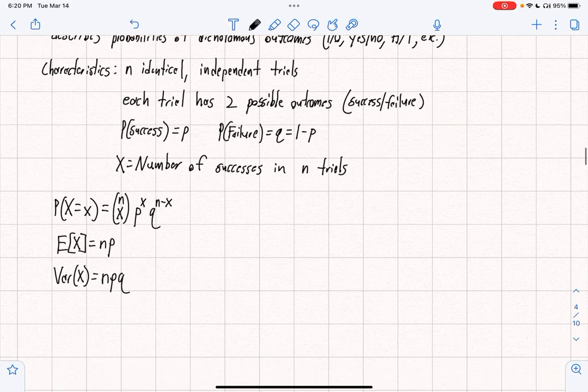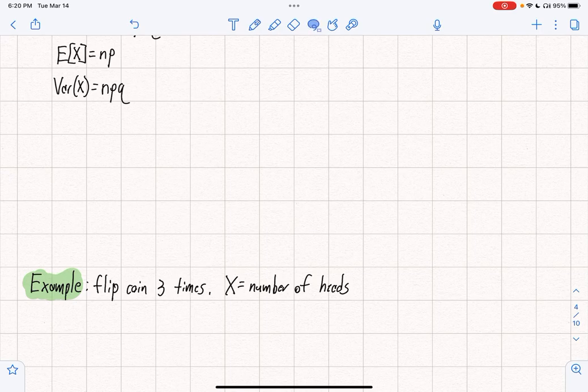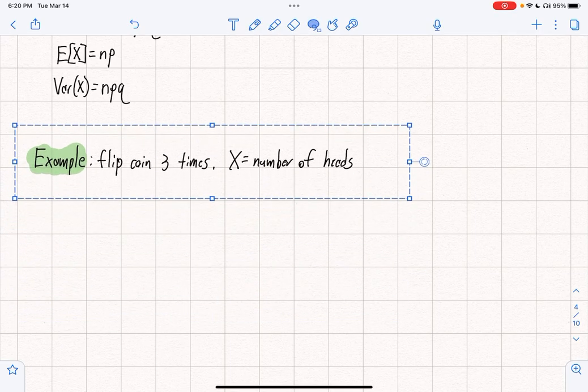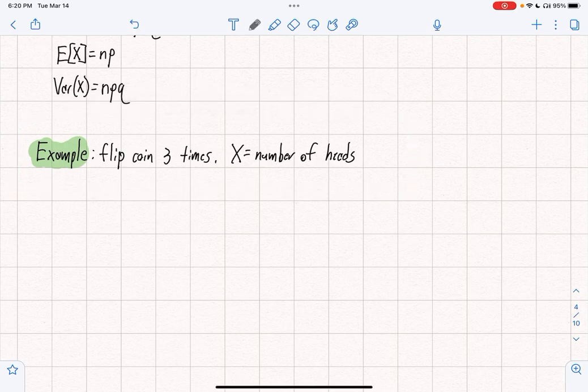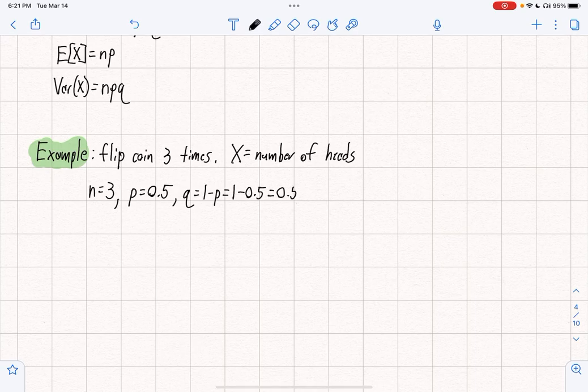Okay, so let's do an example. And of course, because we can't get away from coin flips, that's what we're going to start with. So let's start with a coin flip. Let's say we flip a coin 3 times, and X is the number of heads that we are interested in. So here, N is equal to 3, because we have three trials. P, probability of success, is 0.5, because it's a fair coin. And then Q, which is equal to 1 minus P, would be 1 minus 0.5, which is also 0.5.